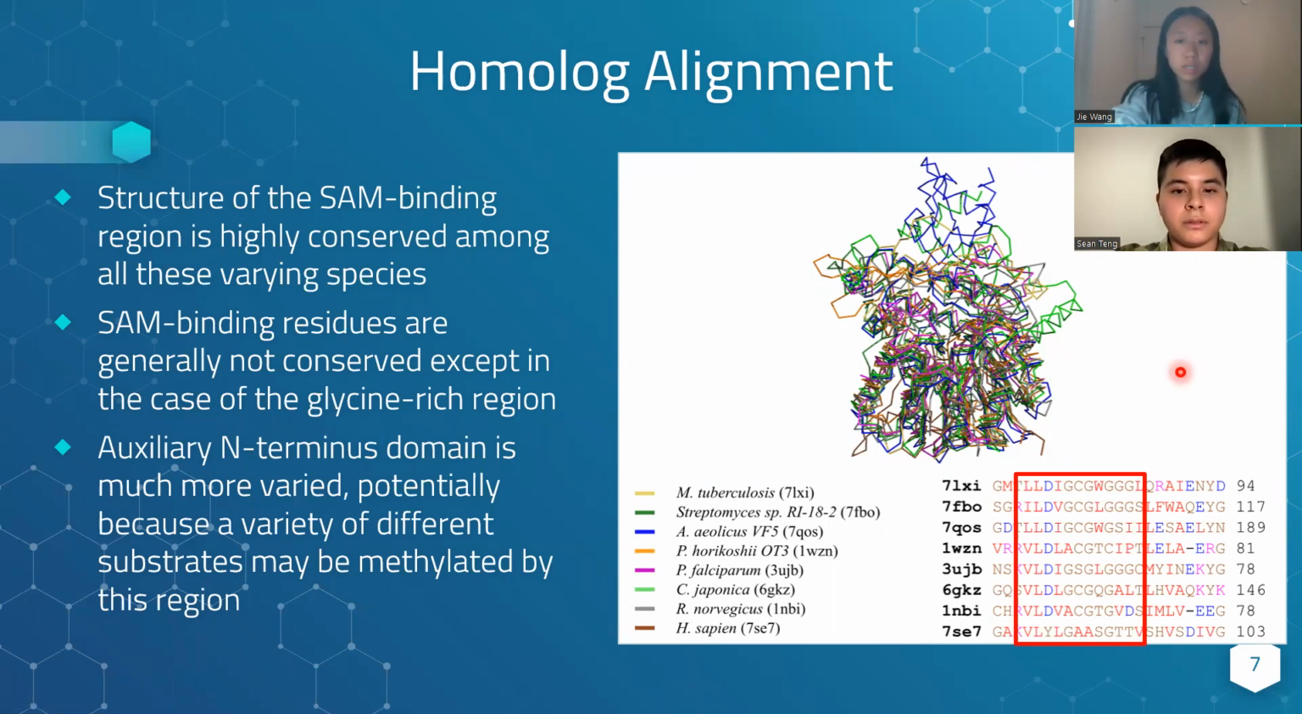So you can see towards the bottom that the structure of the SAM binding region with the Rossmann-like fold is pretty highly conserved among these varying species. But actually, despite the similarity in structure and the fact that each enzyme binds at the equivalent position of the fold, the residues there are generally not conserved except in this region, which is the most highly conserved in all these methyltransferases. On the other hand, the auxiliary N-terminus region is a lot more varied, and this may be because of the variety of different substrates that need to be methylated by the region.